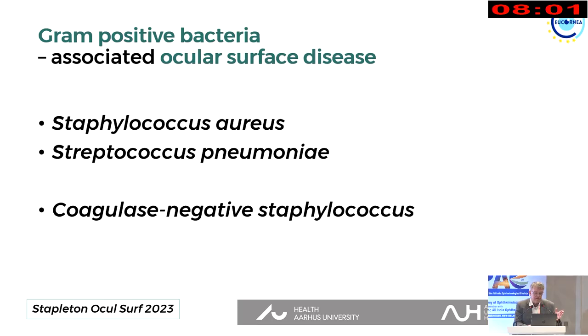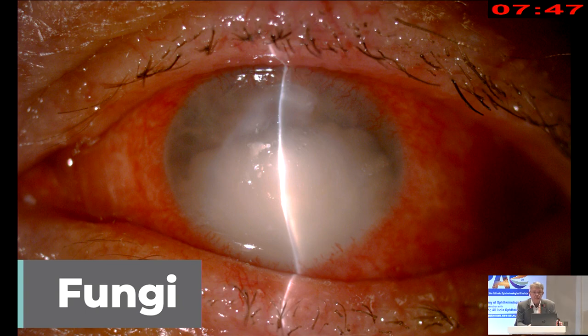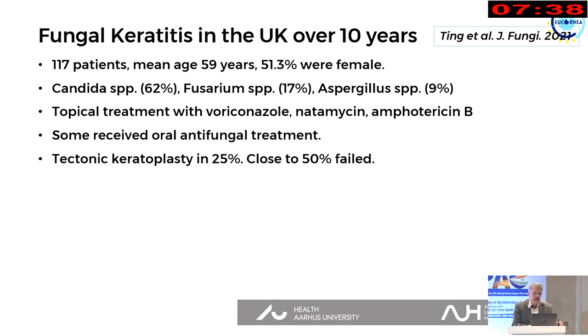The gram-positive bacteria we see are typically associated with ocular surface disease, and that's well known: Staphylococcus aureus, pneumococci, and coagulase-negative Staphylococcus. We do see fungi also, and this is a very severe case we saw a few years ago.